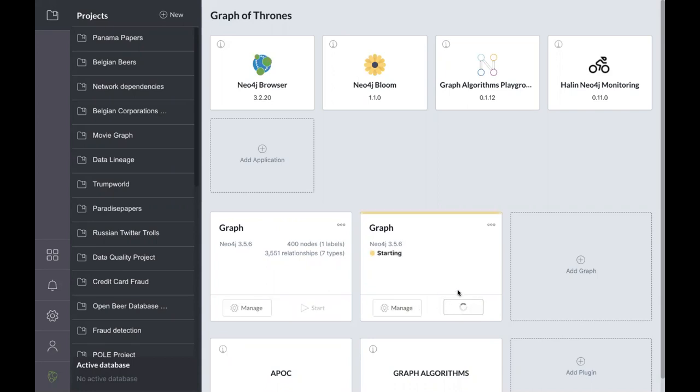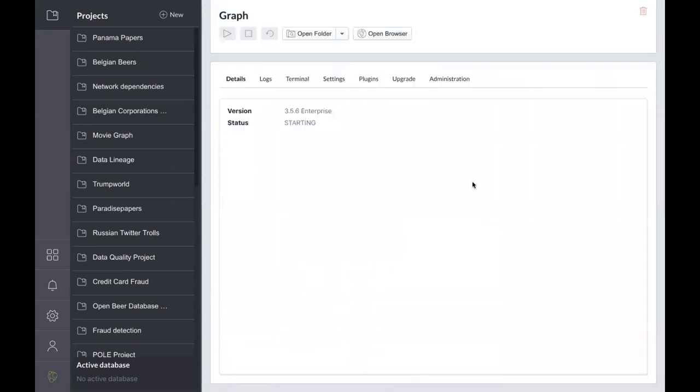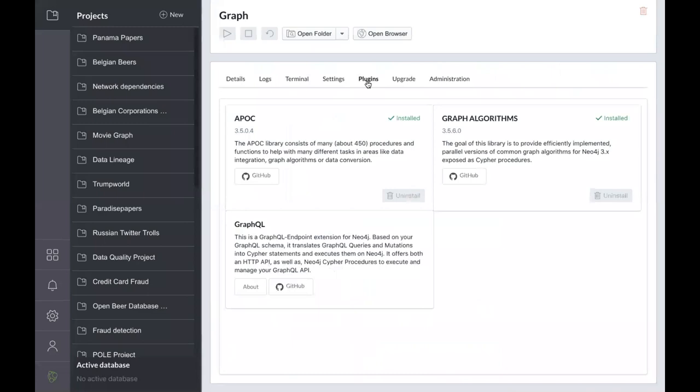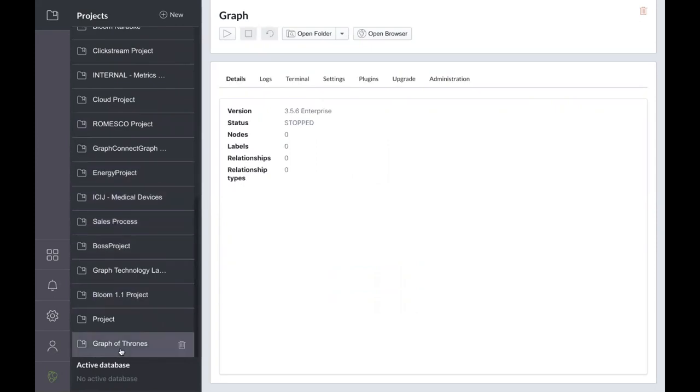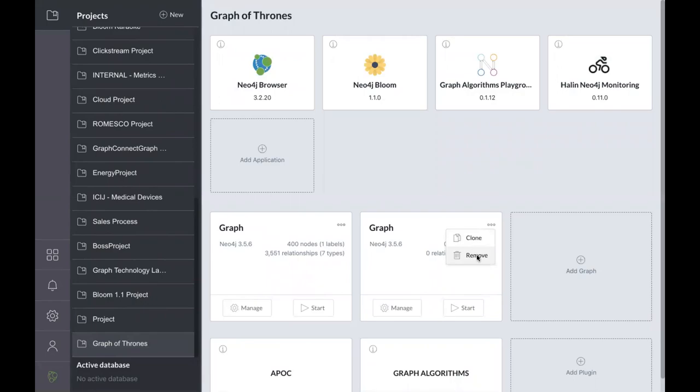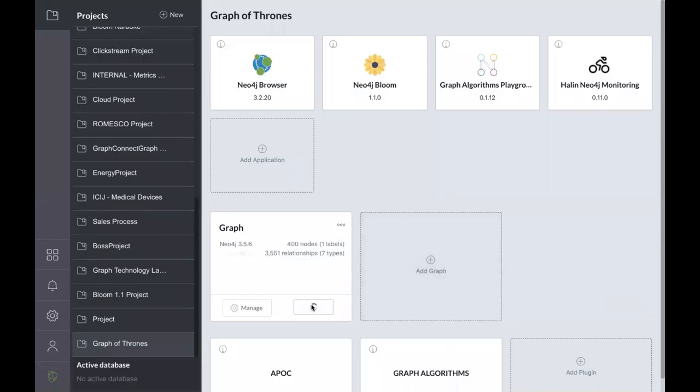So you need to start, oh, damn it. You actually need to go over here first. And obviously I've done this wrong. You need to go into the plugins part of the instance, and you need to install the APOC plugins and the Graph Algorithms plugin. So you need to have both of these installed. So, once we've got that, I'm going to kick this guy out, and we can start our instance.